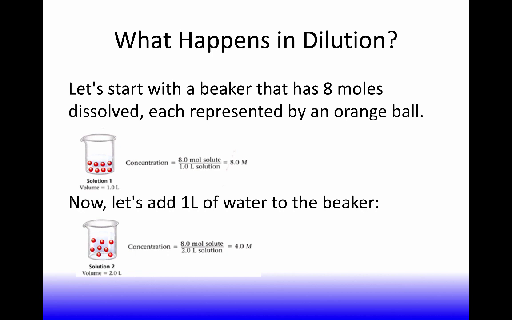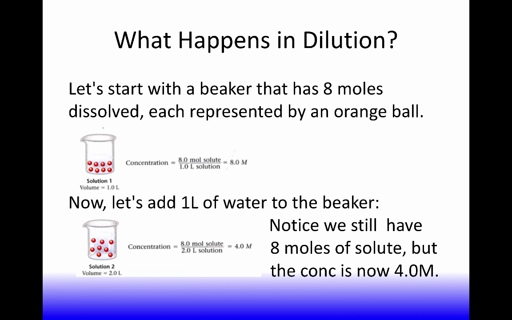So the key thing here is that when we're diluting, we don't lose any of the moles of solute. Whatever we started with, we end with. But we can have a lower concentration and a larger volume. So you notice that we still have 8 moles of solute, but our concentration is now 4 molar, and our volume is now 2 liters instead of 1 liter.